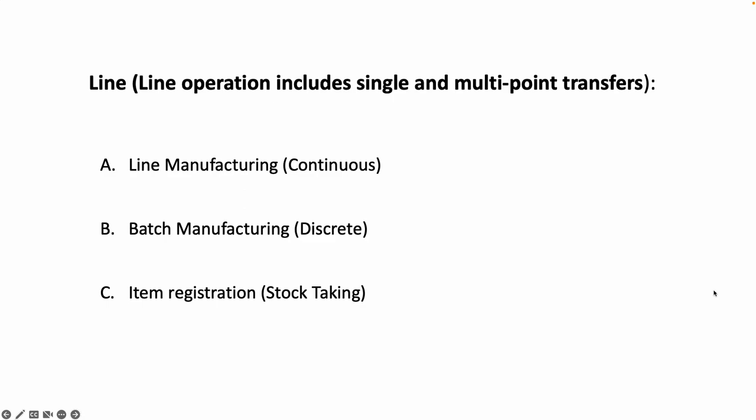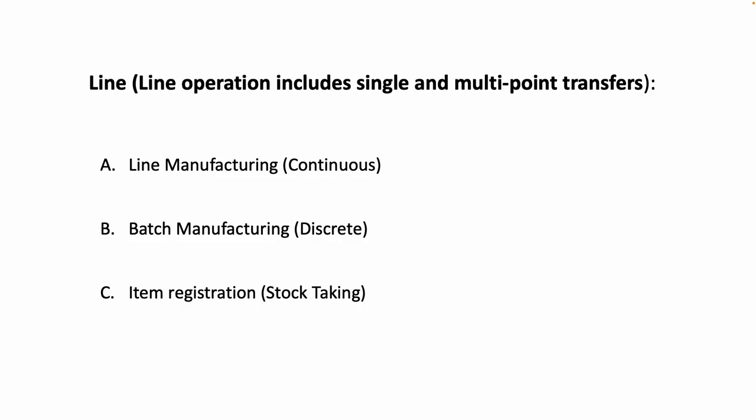So in this small demo, we will be discussing the line operation, including single and multi-point transfers. Now, in this demo, we will be discussing line manufacturing or continuous manufacturing, batch manufacturing or discrete, or item registration or stock taking, where we have extra material that needs to be consumed. Based on the example that was cited, we have broken it down into these three parts.